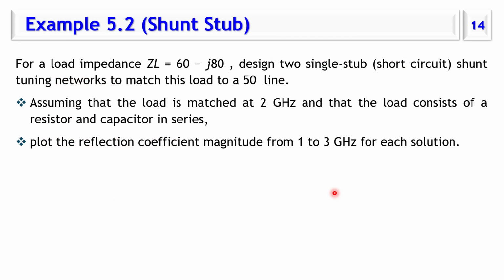Okay, let us practice this with an example. The example here is for a shunt stub. It's giving us the load, the transmission line, and the center frequency, and we would like to find the matching network for this. It's telling us the stub is short circuited shunt.